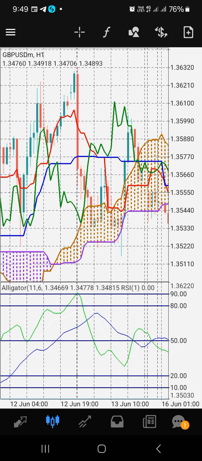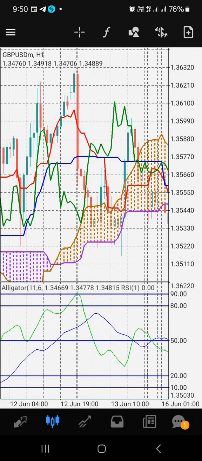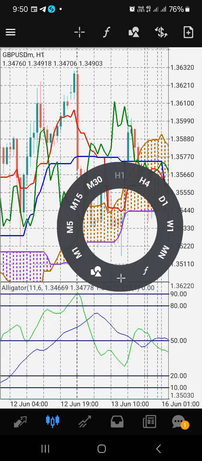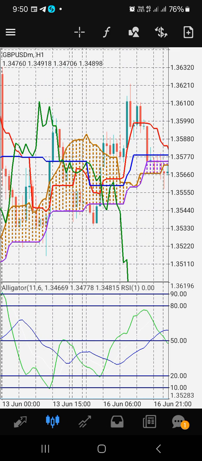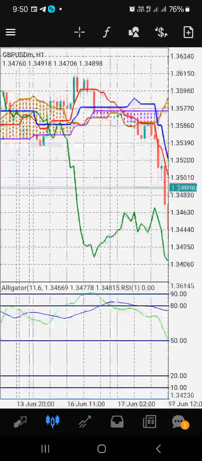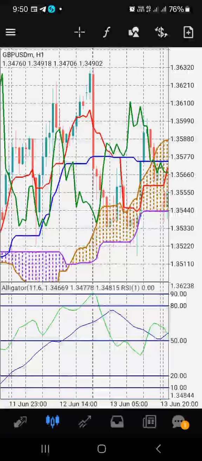So the first boundary of the Ichimoku cloud here, you can call that support 1, and the second boundary is support 2. Once the candlestick can break both the first and the second boundary, that is a sign that the market has changed direction. So how do you trade with the Ichimoku cloud?